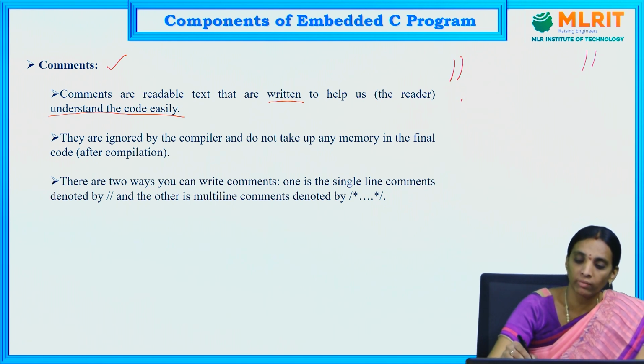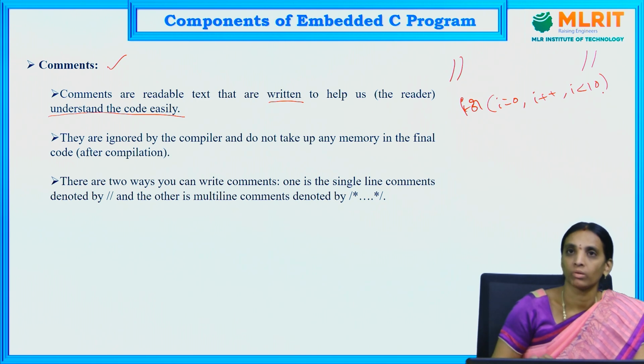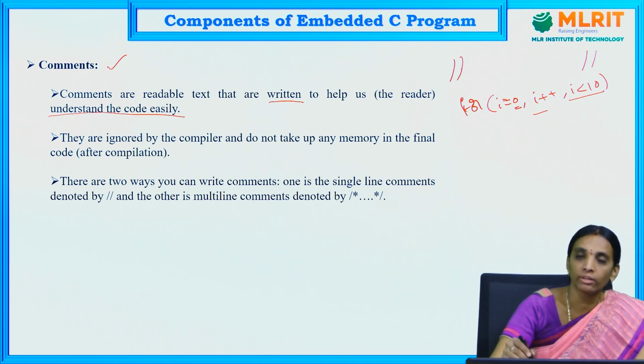So if we have written in our program for i equal to 0, i plus plus, i less than 10, that indicates that i started with the 0 value and we increment the i value for every iteration, up to the iteration of less than 10 only. It can be easily understood by the user when we have written the comments in these comment lines.